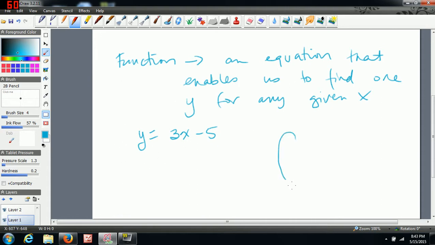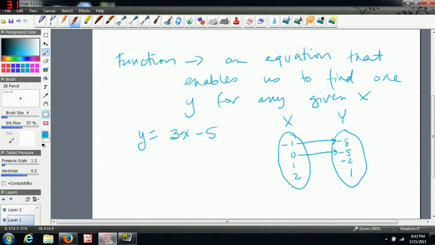And if we were actually going to draw this in a diagram, and we had our x's here and our y's here, and we did the numbers negative 1, 0, 1, and 2, and over here we did the numbers negative 8, negative 5, negative 2, and 1. Then if I plugged in negative 1 into this equation, I would get negative 3 minus 5, which would take my answer over here. And then if I plugged in 0, I would get 0 minus 5, which would be negative 5.